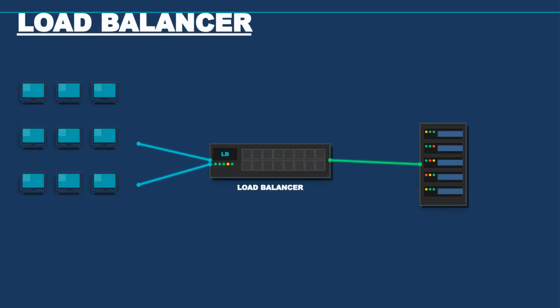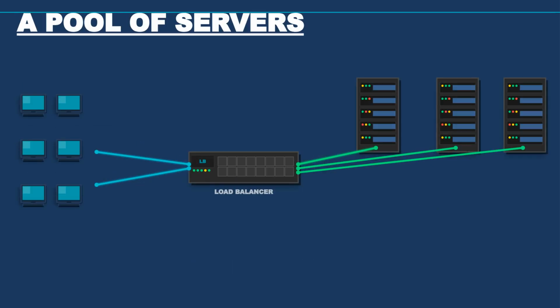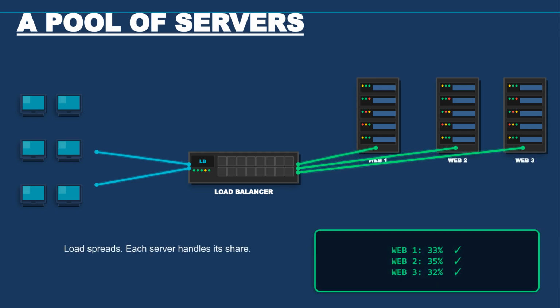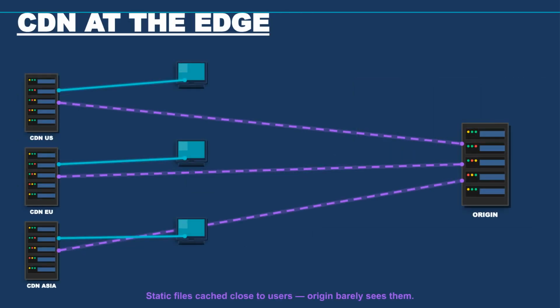The solution to overloading is adding a load balancer. This is a new device or software that sits in front of your servers to manage and distribute incoming traffic. The load balancer distributes traffic across a pool of identical web servers. The workload spreads, keeping each server healthy and operating efficiently. For static files, a content delivery network, or CDN, is used to cache content closer to the user. This reduces latency and ensures the origin server rarely sees requests for static assets.